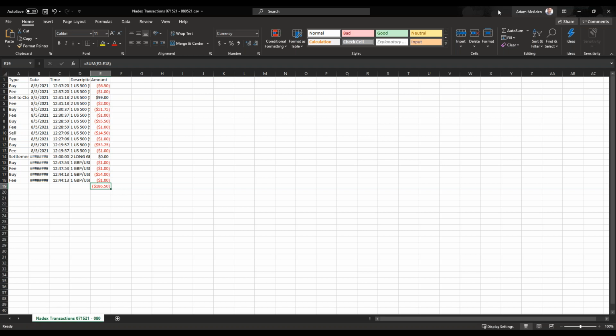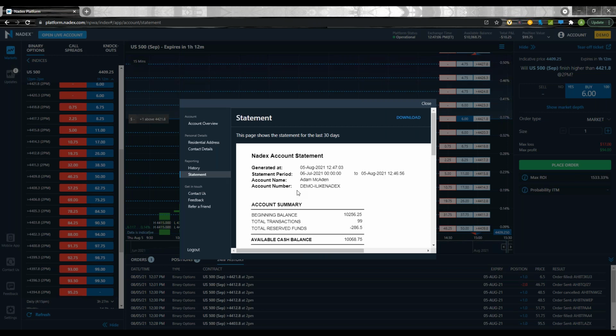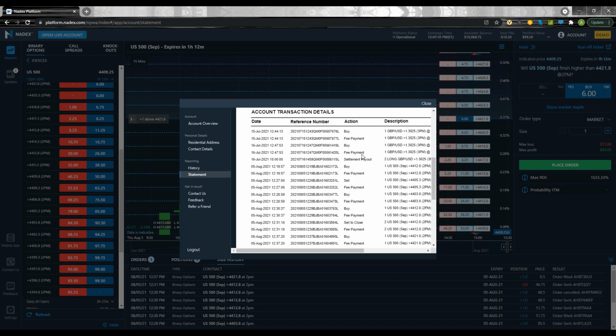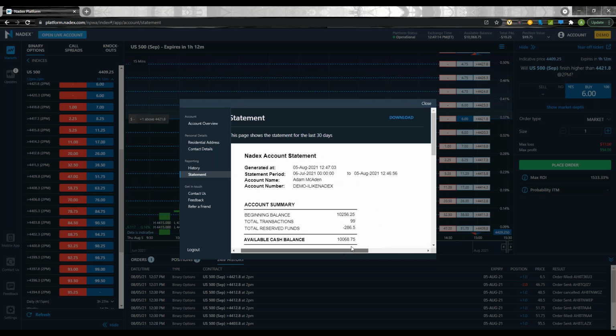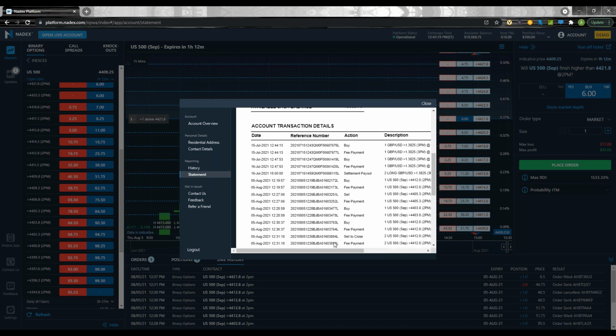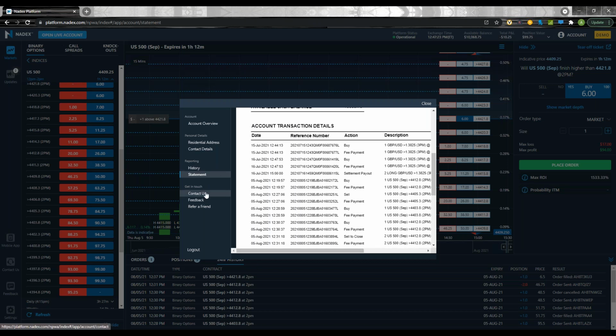So let me get out of here. You also have your statement here, which is basically just your transaction history and sort of a nicer face on it, I guess, for the last 30 days. So if you really want a statement, you can go in here and grab this. You can also download it. I very rarely use these statements, but if you are the kind of person that likes it in this format, feel free to go ahead and use the statement this way.